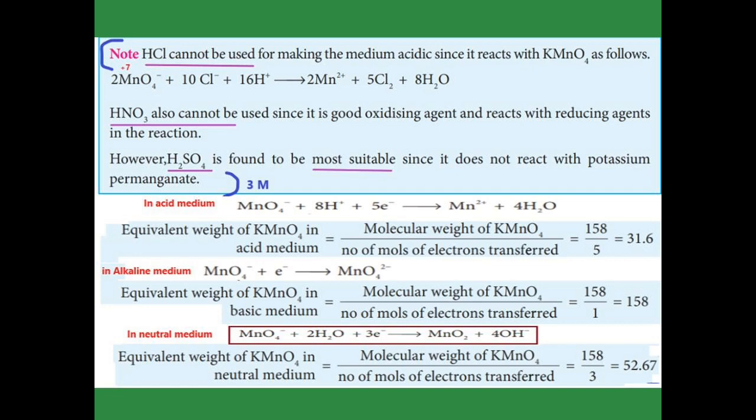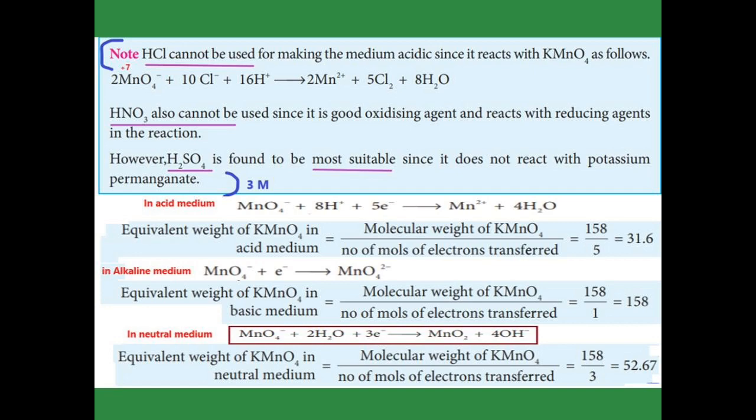In the same way, nitric acid itself is a good oxidizing agent, so nitric acid is used only with reducing agents, not with KMnO4, because KMnO4 is an oxidizing agent. So we use sulfuric acid for acidified potassium permanganate, always using sulfuric acid as the acid. The next one, we are going to see the equivalent weight of KMnO4 in different media.